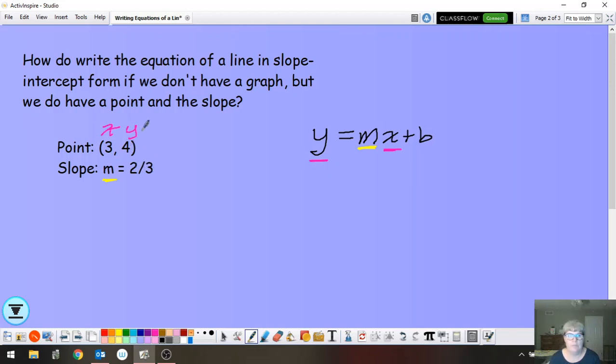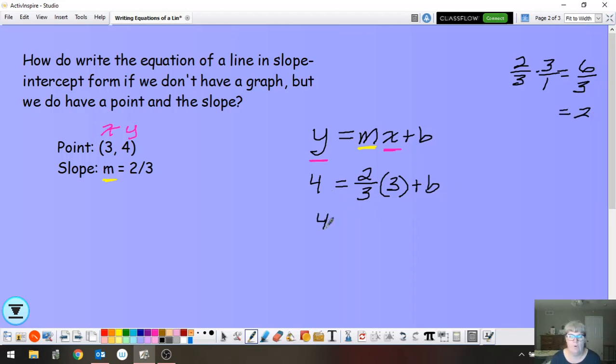So I'm going to start by taking the 4 and writing it for y equals the 2/3 for m, the 3 for x, and then we're solving for the b. We're solving for that y-intercept. As a side note, when you're taking a fraction like 2/3 times 3, we can do 3 is the same as 3 over 1. So 2 times 3 is 6 over 3. And 6 divided by 3 is 2. So we're going to have 4 equals 2 plus b.